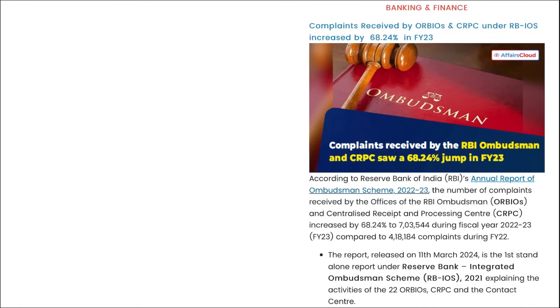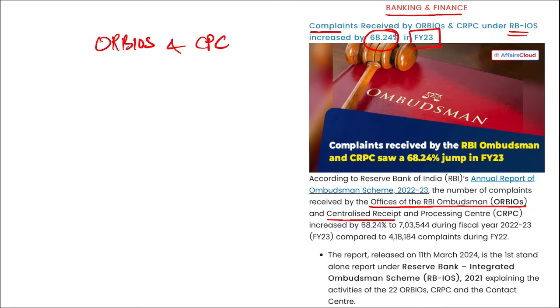Moving on. Next is banking and finance. Complaints received by ORBIOS and CRPC under the RBIOS has increased by 68.24% in fiscal year 24. What are these ORBIOS? These are basically the complaints that are received by the offices of the RBI Ombudsman and centralized receipt and processing centers. Correct? Here the complaints have increased by 68.24% during the fiscal year 23 as compared to the fiscal year 22.